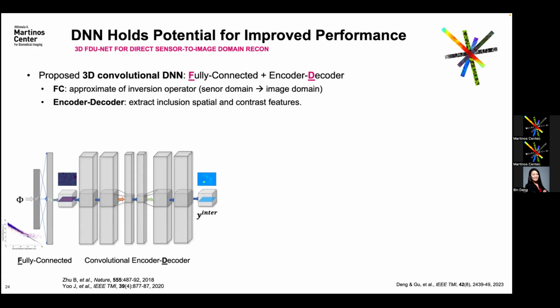So we started with sending the raw optical measurement to a fully connected layer to translate that into the image space, and then use a convolutional autoencoder to resolve the abnormality within the background.